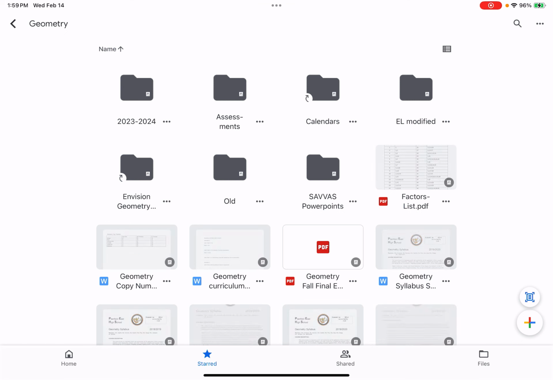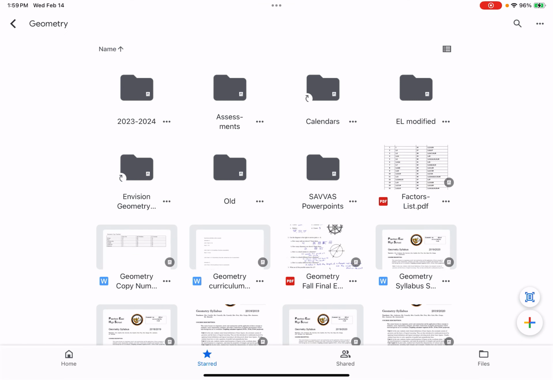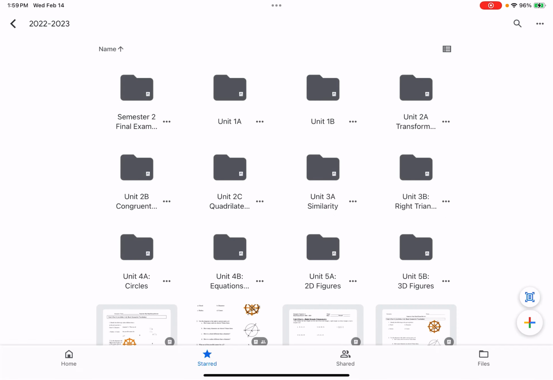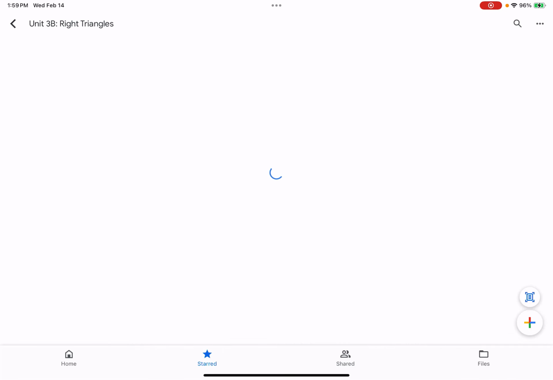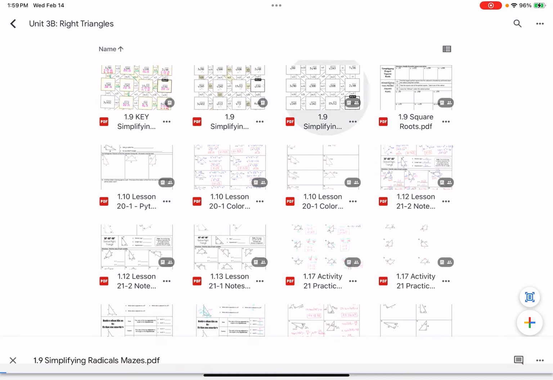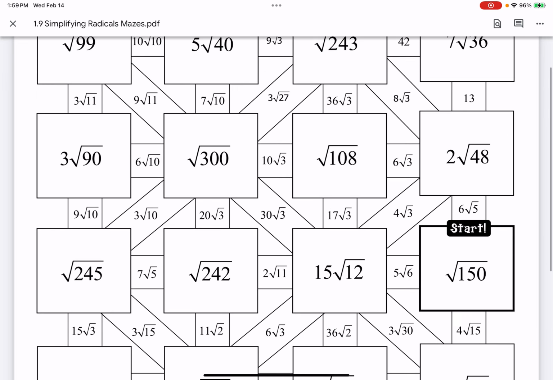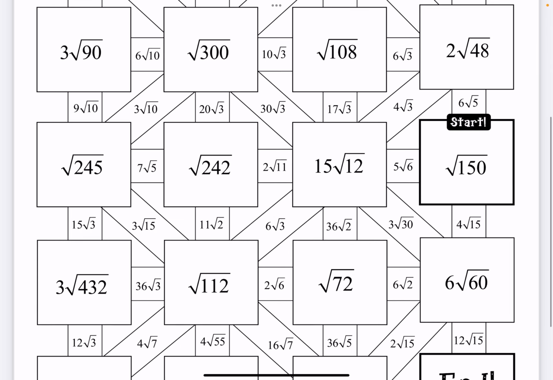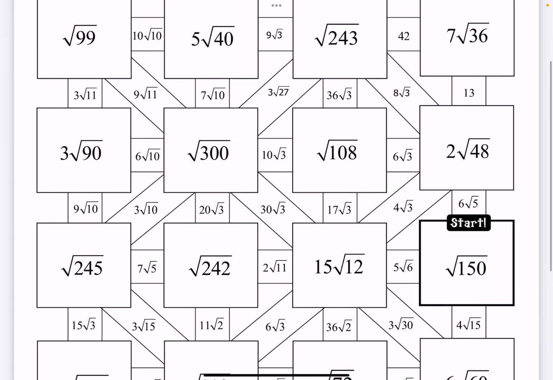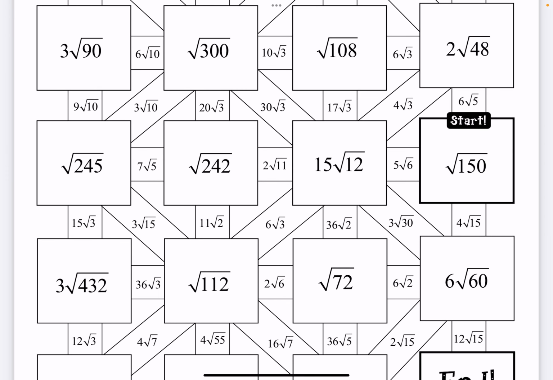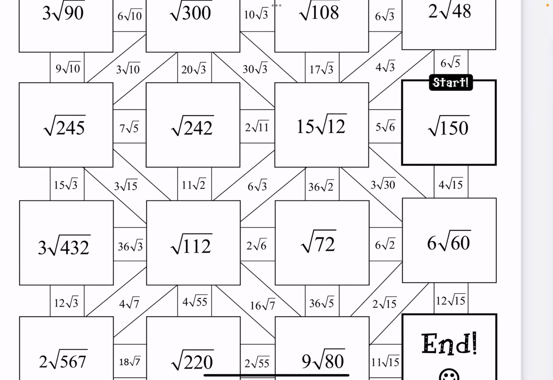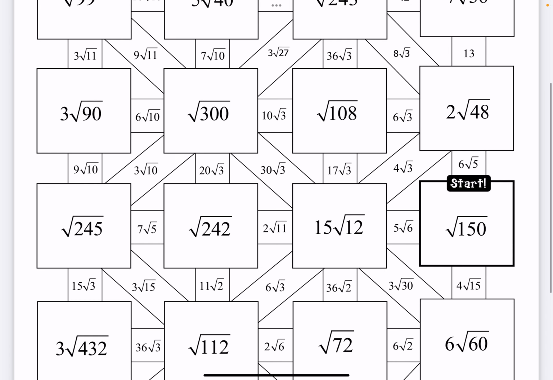Okay. So the homework's going to be that maze activity. What you're going to do is this. Okay. So for the maze activity, this is your starting point right here where it says start. Whatever your answer is of that fully simplified is the path you go along. So if your answer is like 4 square root of 15, then your next problem would be 6 square root of 60. And then you just go along the pattern. Make sure you either shade or draw on the pattern, and then you should end at the very end. So that is the homework.